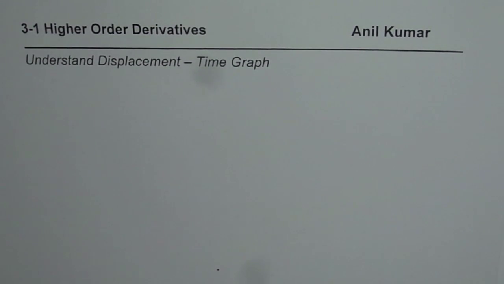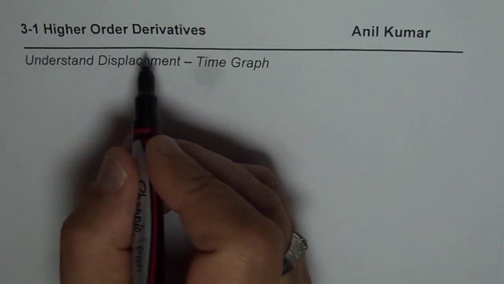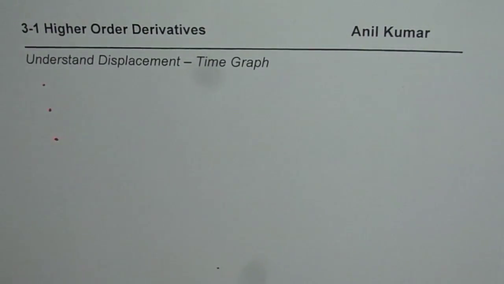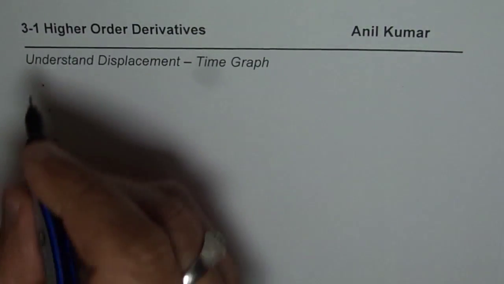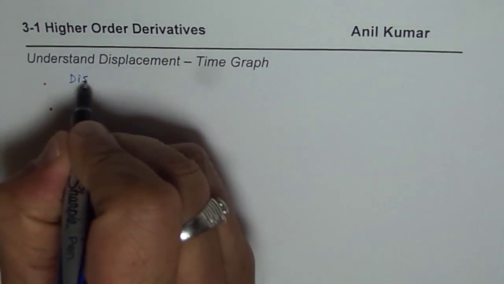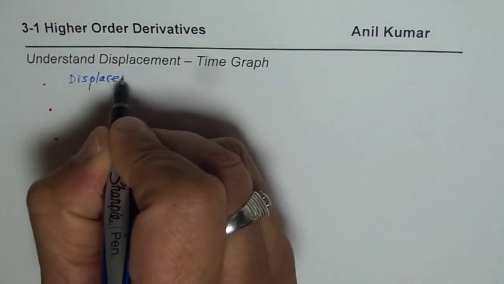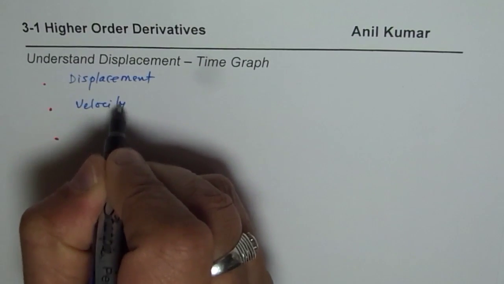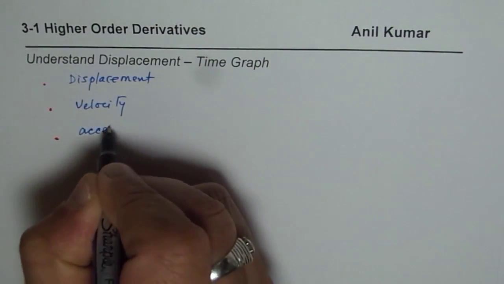I'm Anil Kumar, and in this video we will discuss displacement time graph, and we'll also see how to relate displacement, velocity and acceleration with the help of higher order derivatives, right? So what we're trying to see is we are looking at three different functions. The first one for us is displacement. So let me write them down. Displacement. The second one is velocity, and the third one is acceleration.